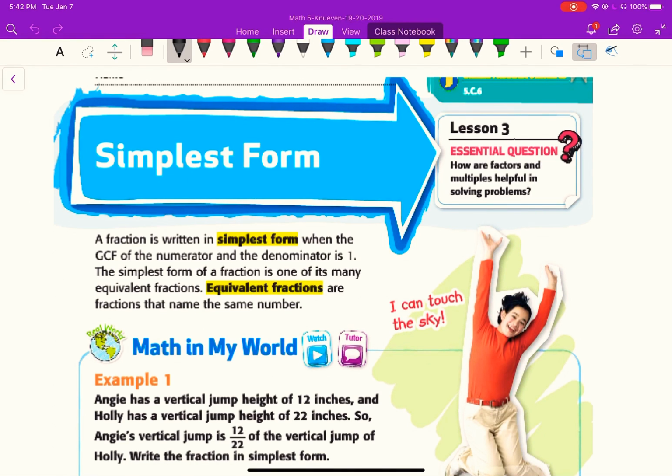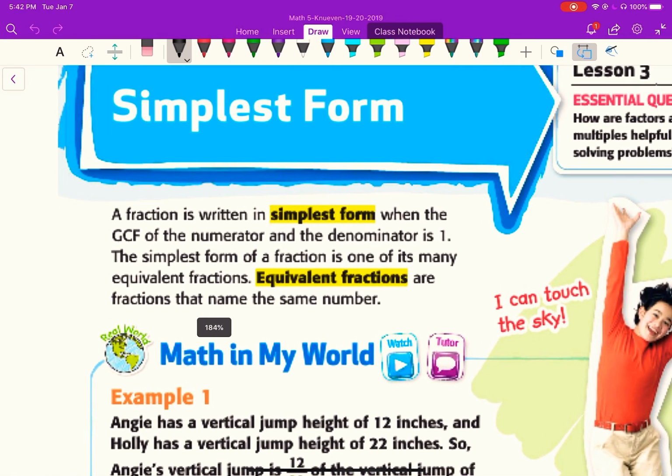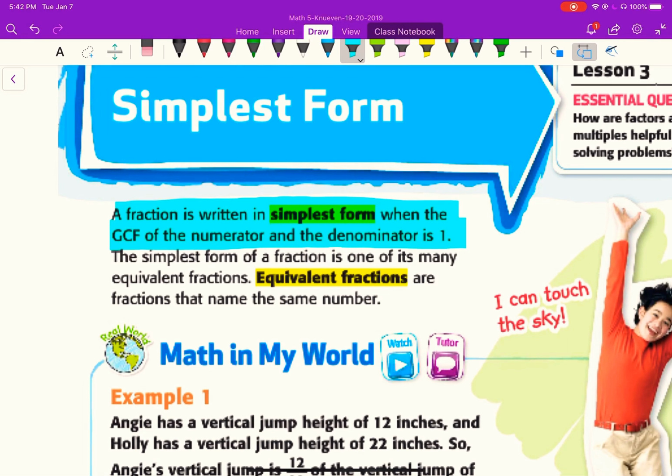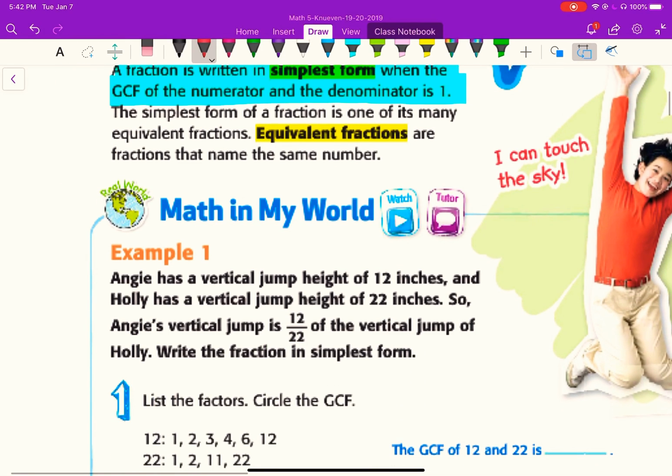All right, in this lesson on 8.3, we are going to be working on simplifying our fractions. In doing so, that is writing a fraction in simplest form. So a fraction written in simplest form is when the greatest common factor in the numerator and the denominator is 1. So they share no other common factors. The only common factor is 1. It's in simplest form. Now, the simplest form of a fraction is one of its many equivalent fractions. Equivalent fractions are fractions that have the same value.